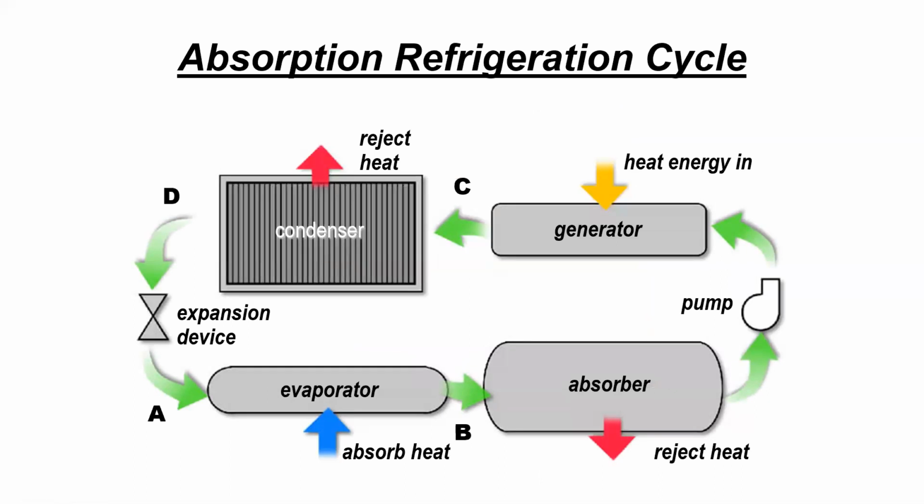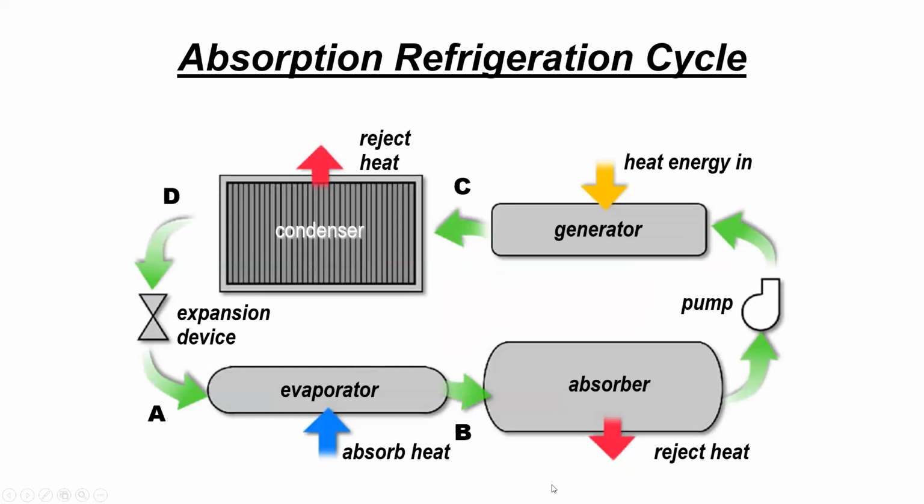Another difference is that not only do you have refrigerant, you also should add an absorbent, another material as well. A very common refrigerant and absorbent pair is water and lithium bromide. The water works as a refrigerant, and lithium bromide works as an absorbent.